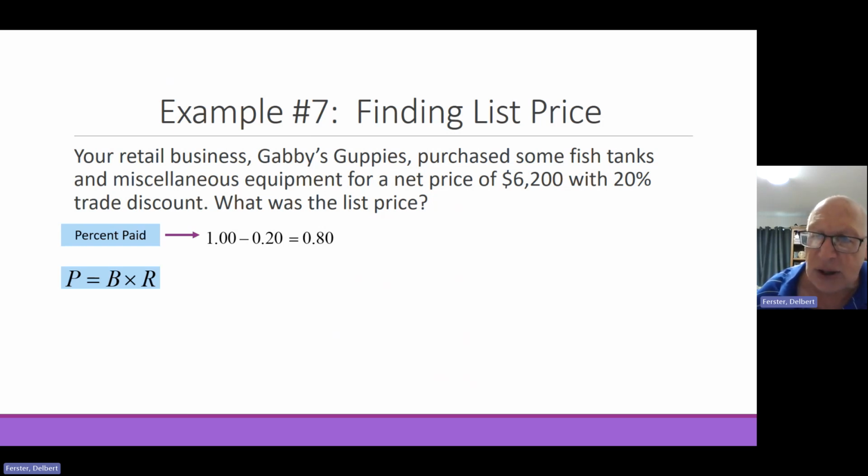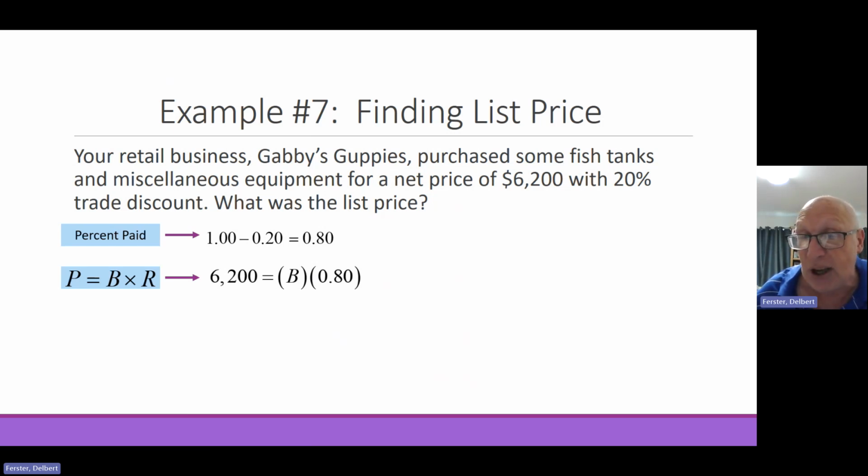In this context, list price plays the role of base. And what we know is that we have a 6,200 that represents a percentage of that base, and the specific percentage is that 80% that you see staring at you from the screen.